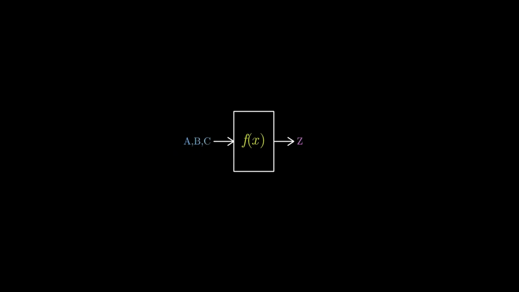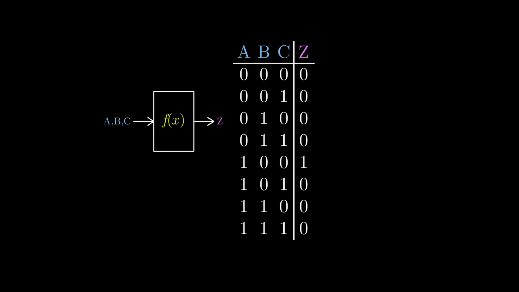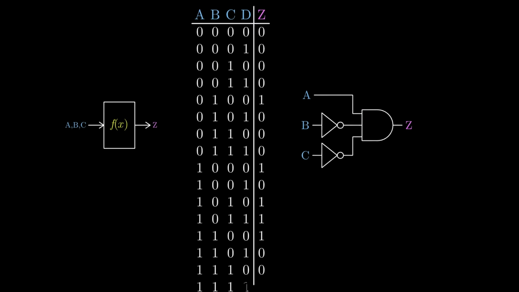Let's say we have some Boolean function, and the function has 3 inputs, A, B, and C, and it has 1 output, Z. We can define this function using a truth table, and of course we can implement the logic defined in the truth table as a circuit.